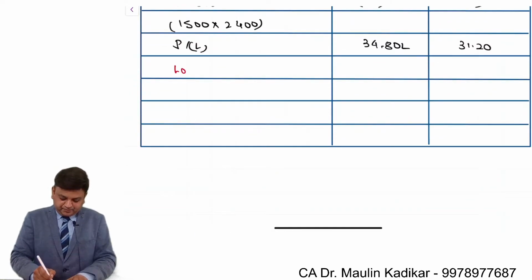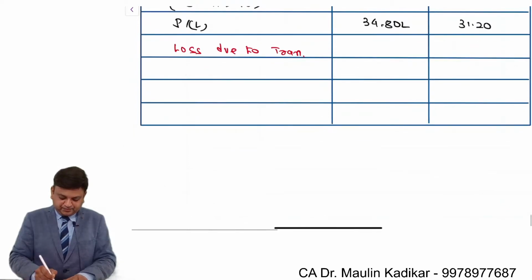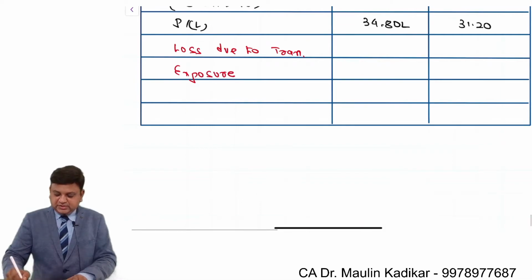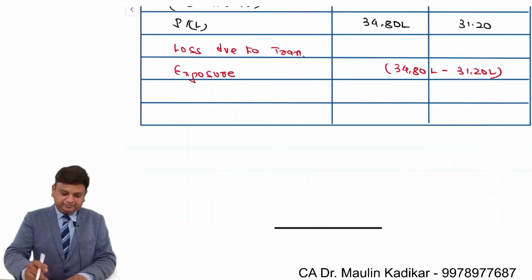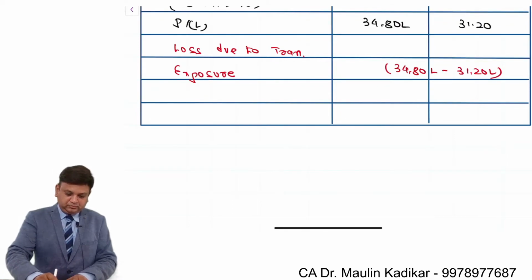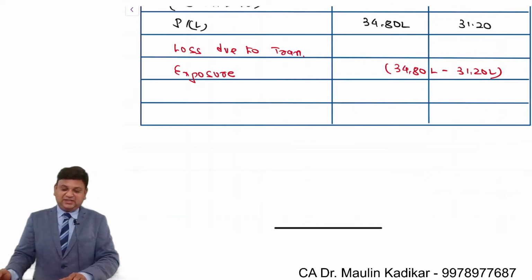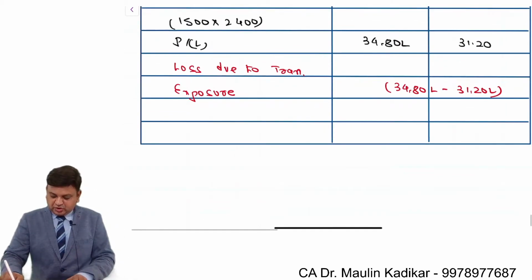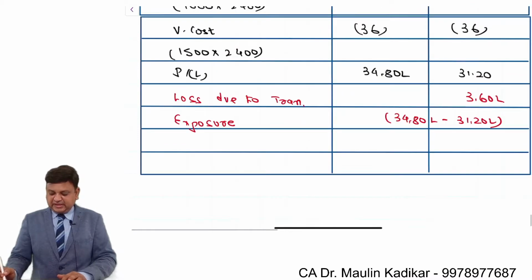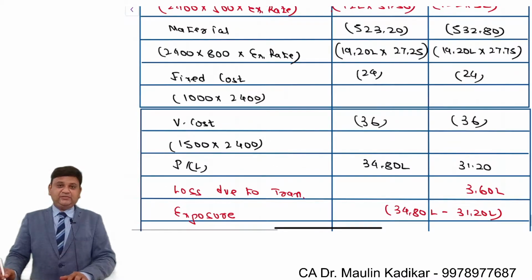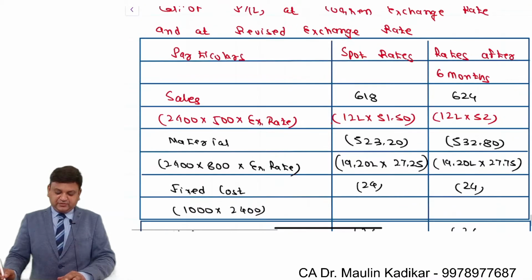So loss due to transaction exposure. This is the way we are required to write the answer. It is 34,80,000 minus 31,20,000. So that comes to 3,60,000. So the loss due to transaction exposure is 3,60,000. This is the way we are required to write the answer for the first part of the question.